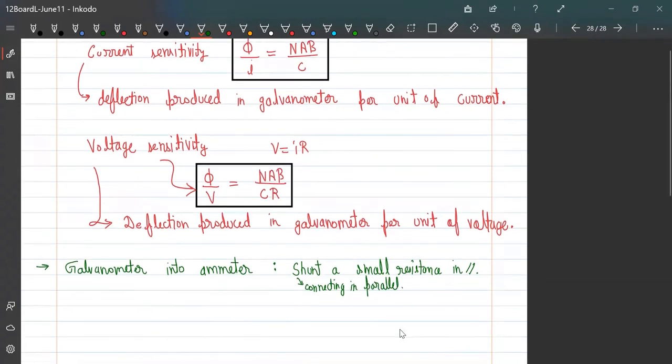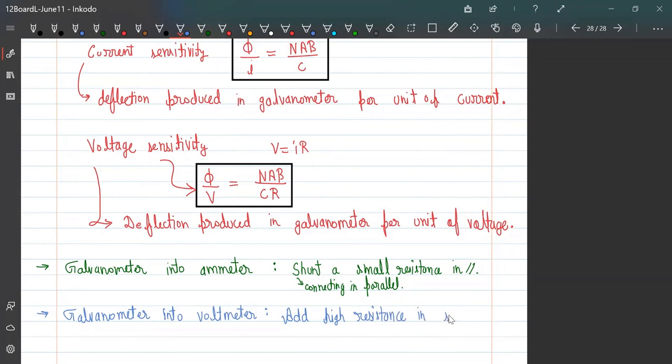And voltmeter, we don't want any current to pass through voltmeter. Bahut kam current jana chahiye voltmeters. So to convert galvanometer into voltmeter, we want its resistance to be very high. So galvanometer to voltmeter, we have to add high resistance in series. Series mein zyada wale se bhi bad jata hai resistance, however small resistance. So this we have already studied, so I'll not go into details.